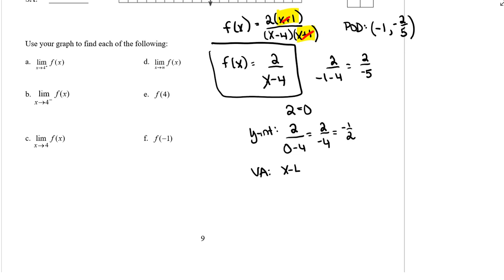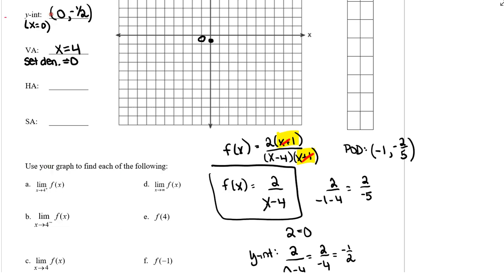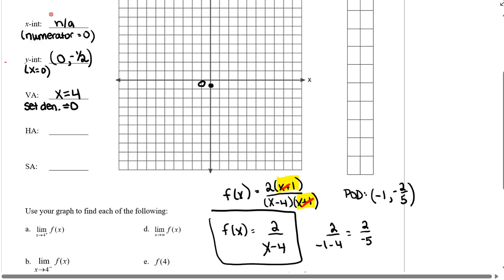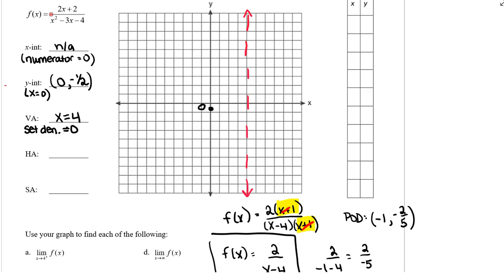So x minus 4 is equal to 0. That tells me that the vertical asymptote is at x equals 4. I like red for my asymptotes. Remember that asymptotes are always dotted. And remember that a graph will never, ever, ever cross a vertical asymptote.